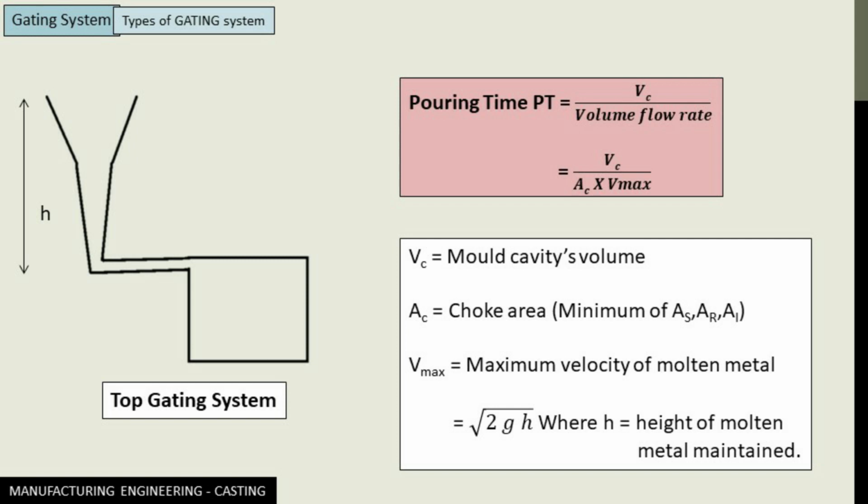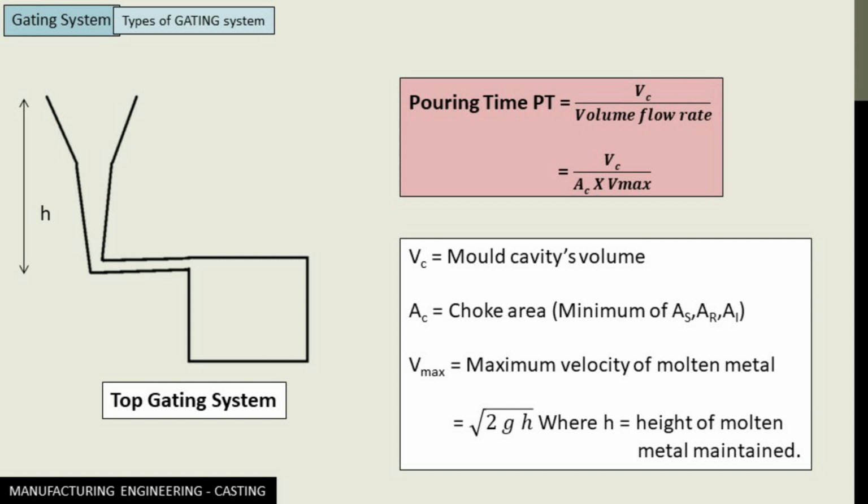In case of top gating system, the pouring time is given by V_C by volume flow rate, where V_C is the mold cavity's volume, the volume of the cavity basically, and volume flow rate is given by A_C into V_max, where A_C is the choke area, which is the minimum of the gating ratio, that is the minimum of the sprue area or the runner area or the ingate area. The minimum of all these three entities is considered as the choke area.